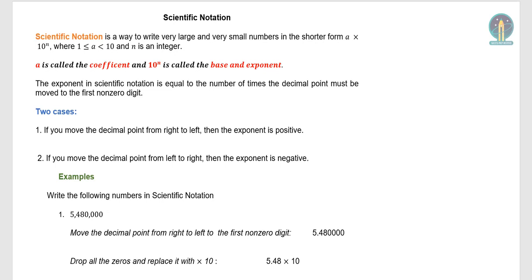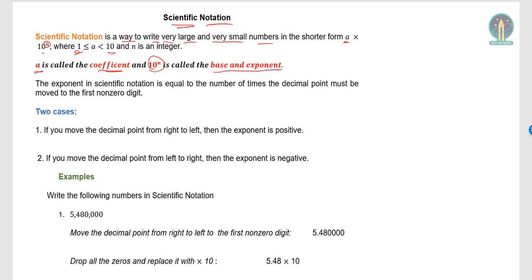So in this concept, we're going to talk about scientific notation. Scientific notation is a way to write very large and very small numbers in a shorter form. A form of a, which is some constant, times 10 to some power, some exponent, where a has to be between 1 and 10, and n is an integer. The exponent has to be an integer, and a has to be between 1 and 10. So a is called the coefficient, and 10 to the n is called the base and exponent.